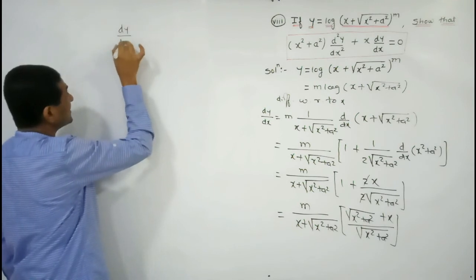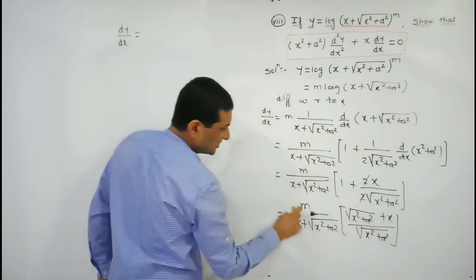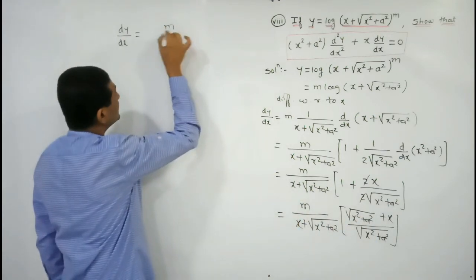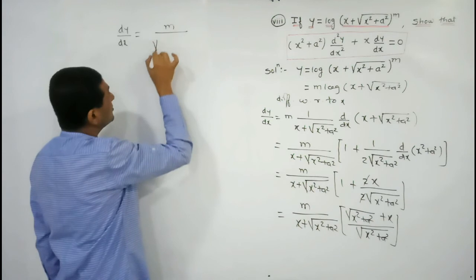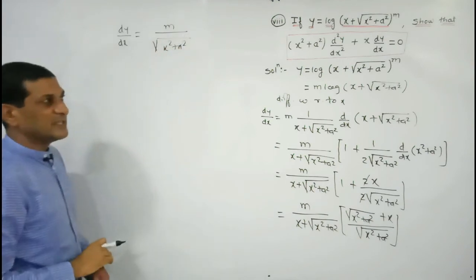dy by dx, and on the right hand side write down the remaining term. These two terms will get cancelled, which means in the numerator m is the remaining term, and in the denominator under root x square plus a square will be the remaining term, isn't it?